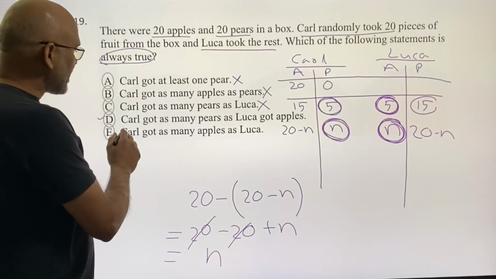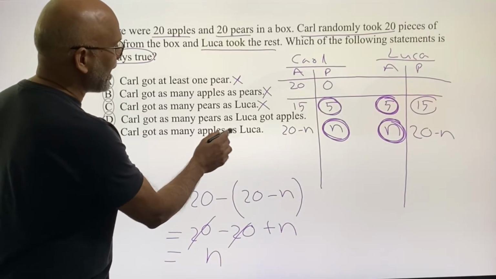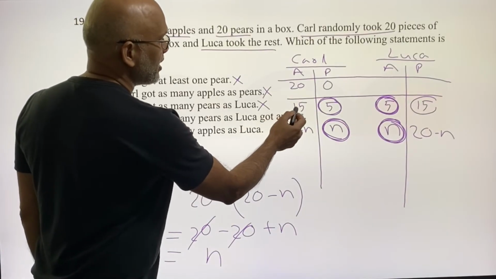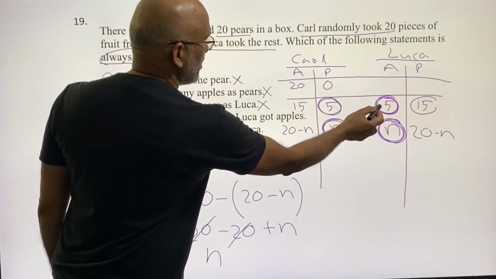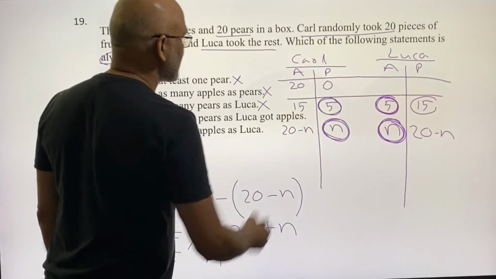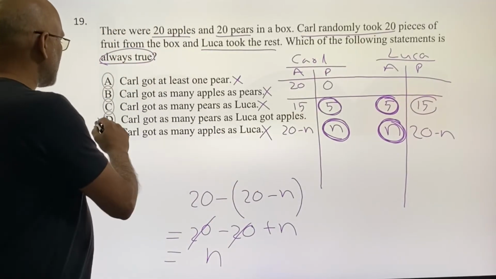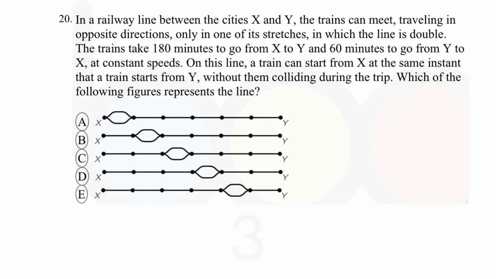Let's take the last one. Carl got as many apples as Luca. So again, from one of these examples, we can see that this is not necessarily true. Then D is the correct choice.